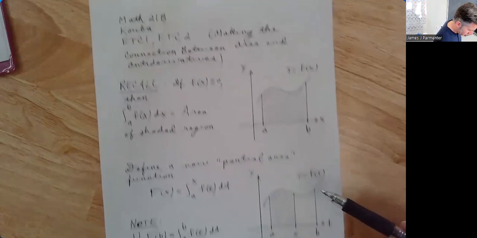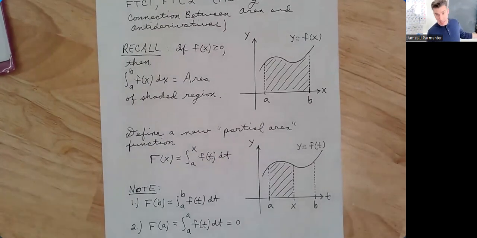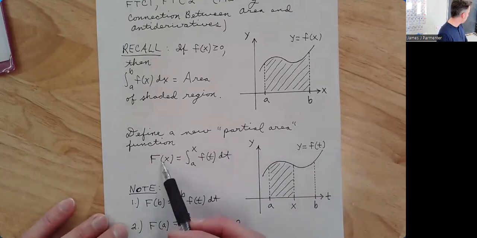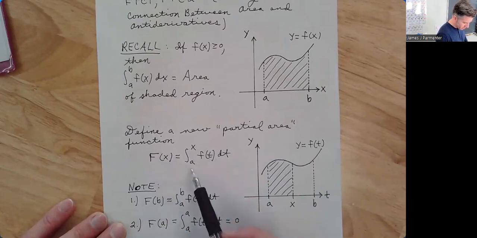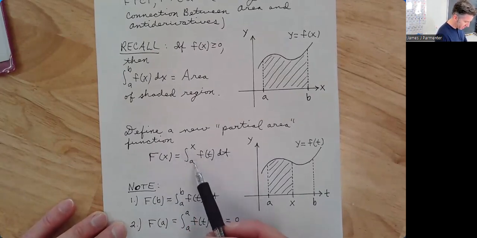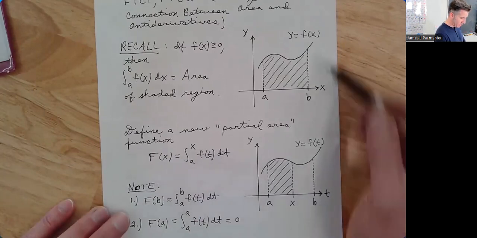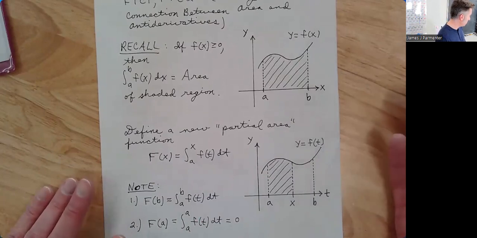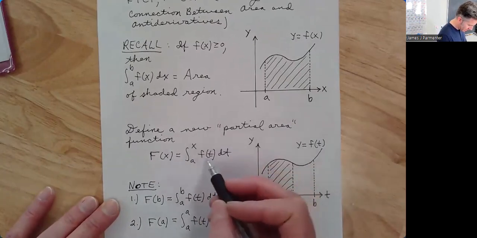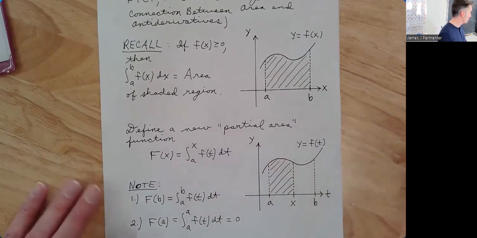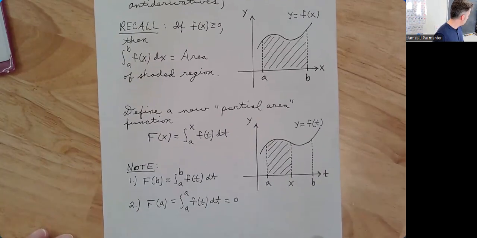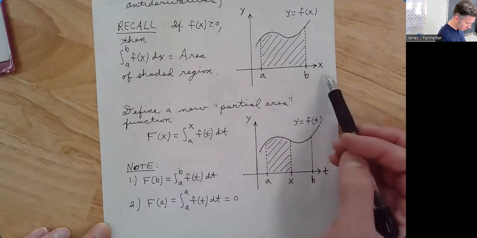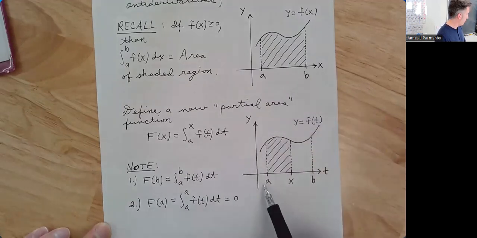So we're going to define again some partial area function where we say that capital F of x is equal to the integral, or the area under the curve, from A to x under the curve f of t. And f of t and f of x are just the same function. We're just using a different variable name to help us out because we're already using the x here, so we can't use it here again. It'd be weird. Okay. So like last time, we noted these two things. F of B is just the area under the curve from A to B. F of A is the area under the curve from A to A, which is just 0.